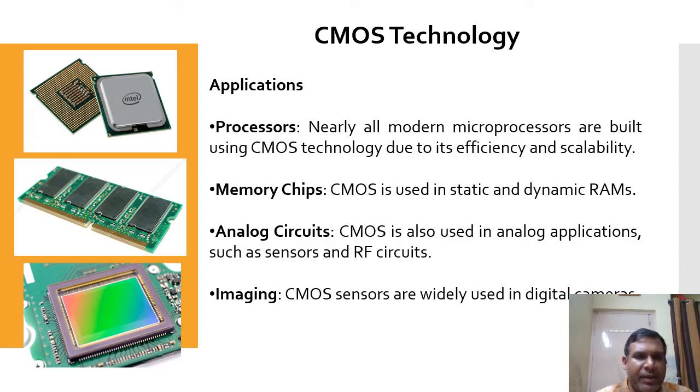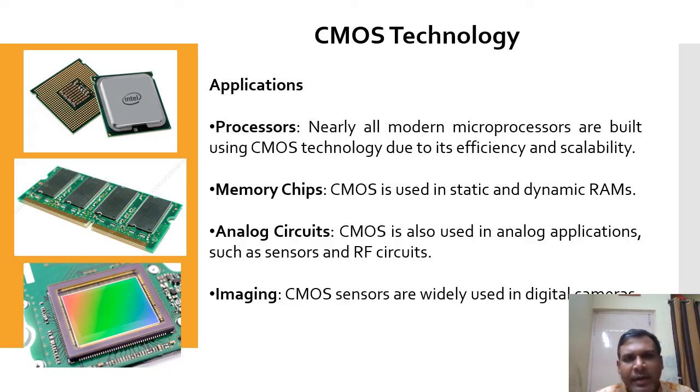Second very important thing is memory chips. Nowadays we are using RAM, ROM, external ROM, internal RAM, internal ROM, DRAM, dynamic RAM, static RAM. So many different types of flash memory. All the different memory circuits we are using are based on CMOS technology.